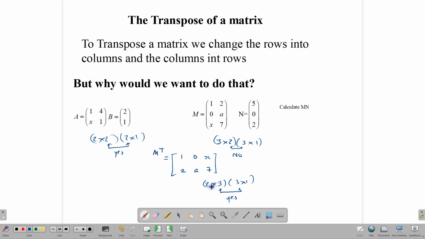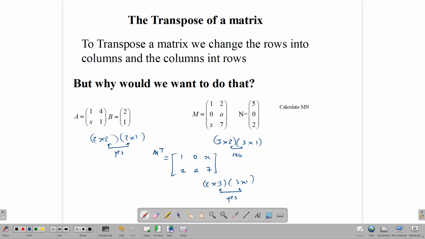So from time to time, it's important when you're doing a multiplication, when the matrices are not arranged so that they can be multiplied, that you can transpose a matrix. You can always transpose one to fit the multiplication that you need.